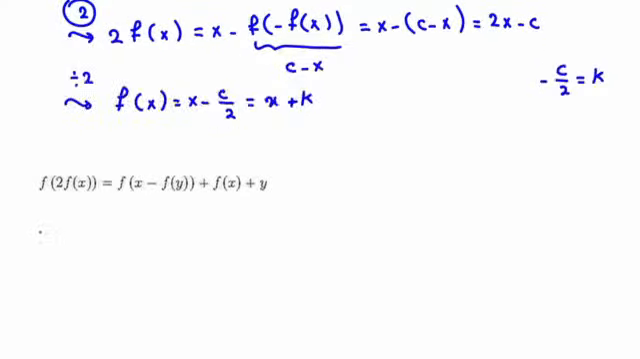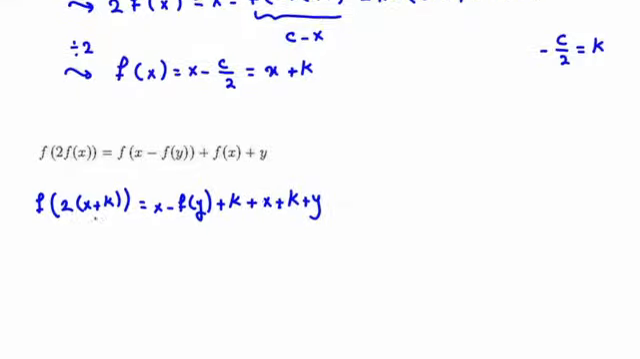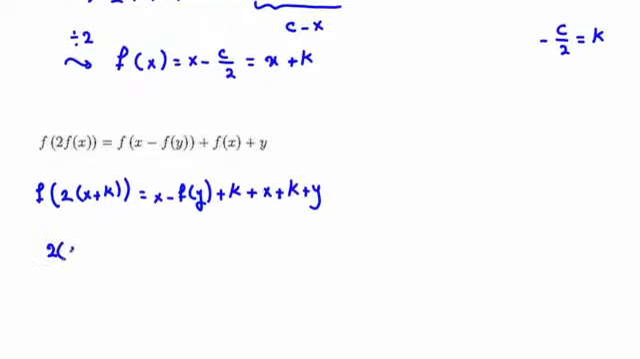Okay, I reduce this. I say it is f of 2f of x. F of x is x plus k, equal to f of this part. It will be x minus f of y plus k. And the next one is x plus k. And the next one is y. So here, if we use this part, again, the left side is 2 times x plus k by this definition, plus k, equal to x minus, here we can write y plus k, plus k, plus x plus k plus y.